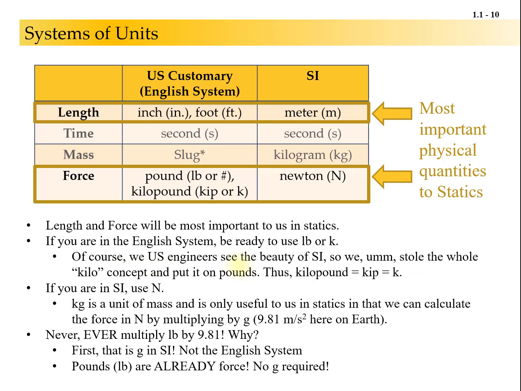So in statics, we don't care as much about time and mass. You'll get into those in dynamics and other courses. For us, pretty much force and length are going to be our main dimensions. In the English system, be ready to use pounds or kips, right? If you're in the SI, it needs to be in newtons. So if the problem is given with a weight that's in kilograms, immediately get that into newtons by multiplying it by 9.81 meters per second squared. All right.